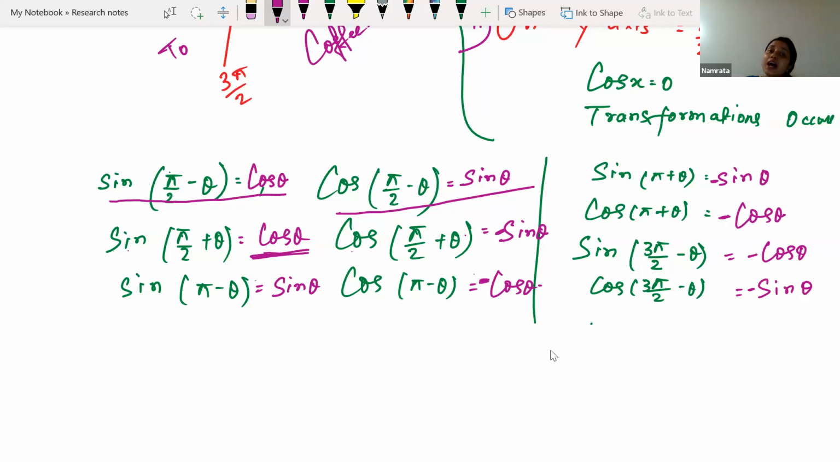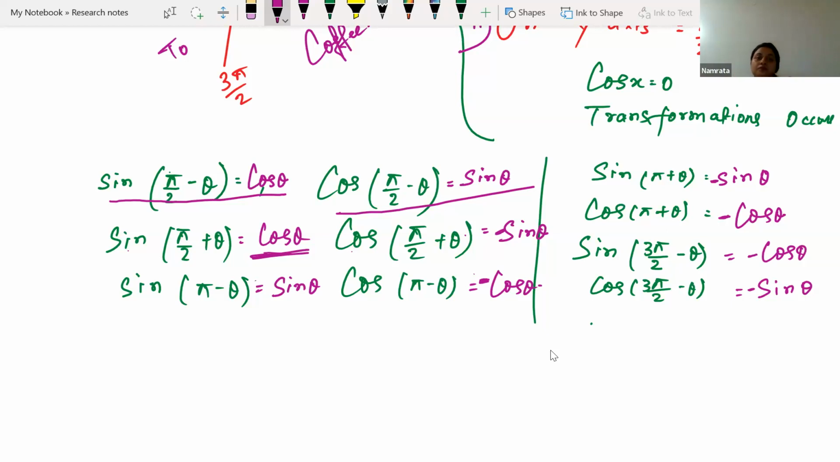Apart from these, you must understand that in the first quadrant, all are positive. So whether the transformation occurs or not, it will give a positive result, okay? In the second quadrant, sine and cosec will give a positive result, and the rest will be negative, whether transformation occurs or not. In the third quadrant, tan will be positive and the rest of the trigonometric functions will give a negative output, with or without transformation, which we will see in rule 1 and 2.